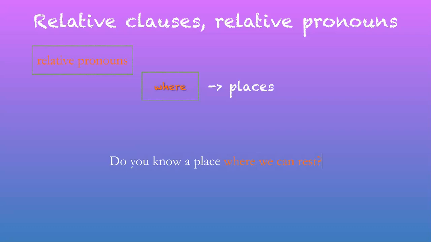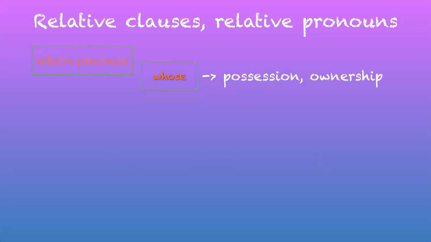You use where for places. So do you know a place where we can rest? The where defines the place further, and you can make a sentence with a relative clause here.